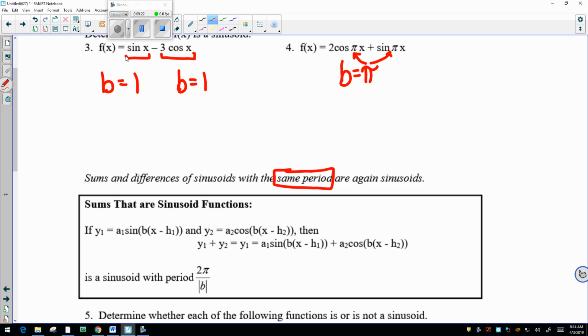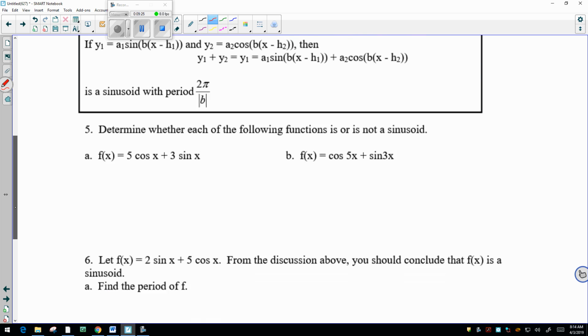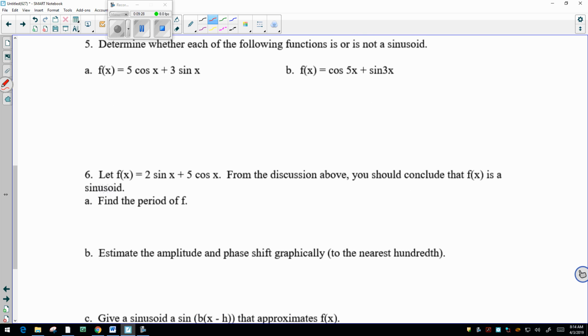So really what we're trying to do is, when I take a look at the ones we add, what's the b value? If it's the same, you get a sinusoid. If it's not, it's not a sinusoid. So if we take a look at this one in number 5, I could look at it and say, okay, identify the b value. B value is the number in front of the x. And on both of those, I could say the b value is 1.